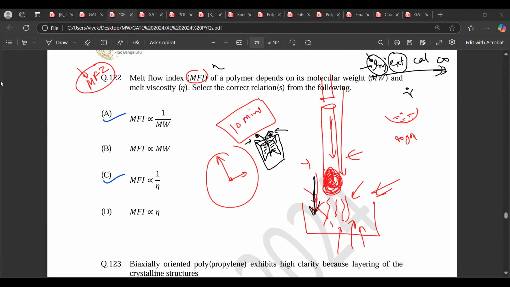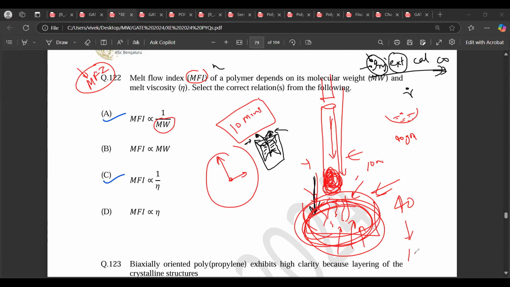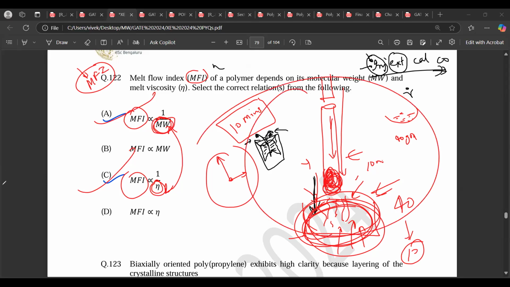So it's obvious that the higher the molecular weight, the more viscous, the thicker it is. In 10 minutes, a very small amount of polymer is collected, so the value goes from 40 to 10, which means lower MFI. So it is inversely proportional. Higher viscosity, higher molecular weight. Molecular weight can be replaced with viscosity. Higher viscosity, thicker, less amount collected, less MFI. It's obvious if you know what MFI testing is and what it does.